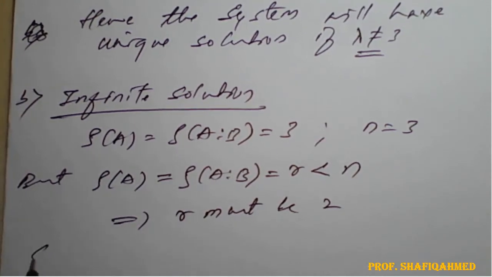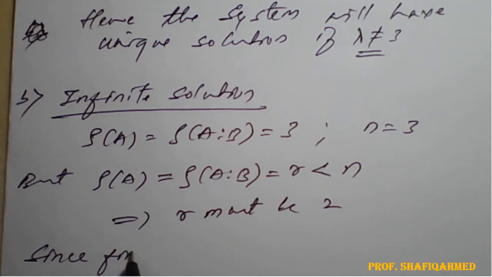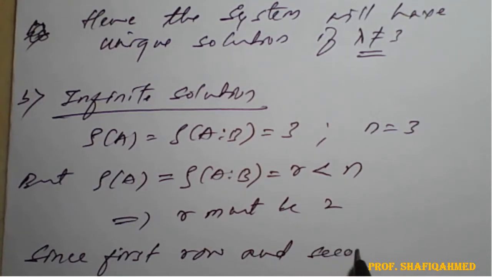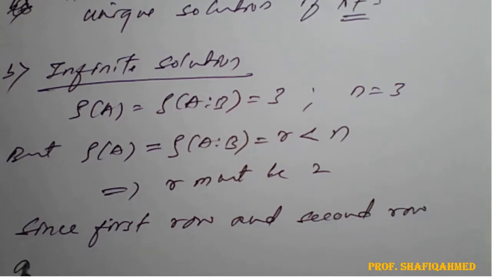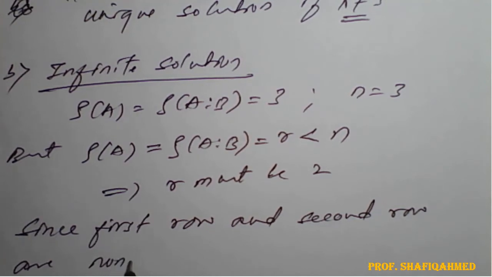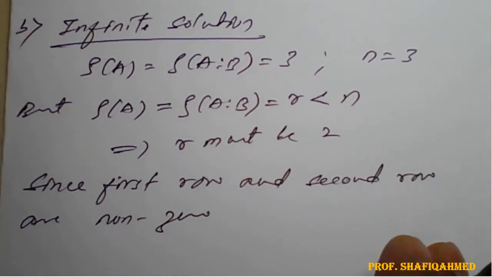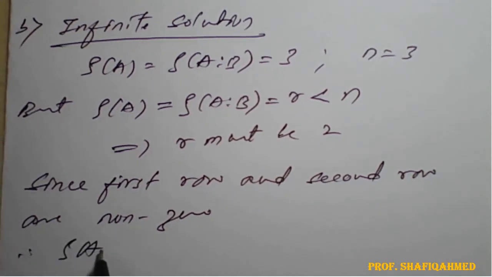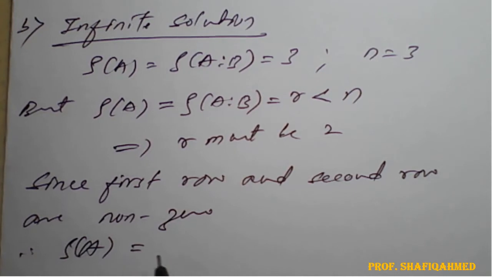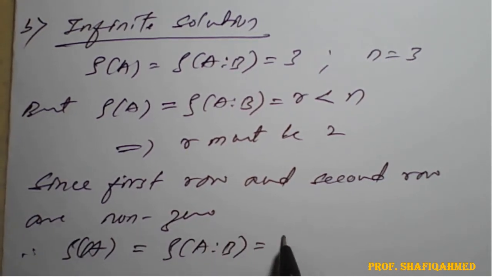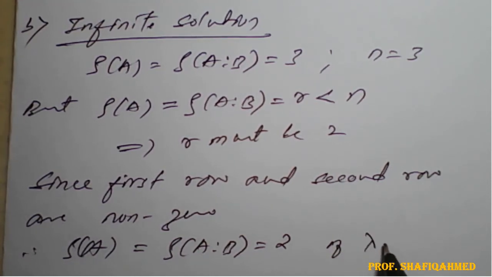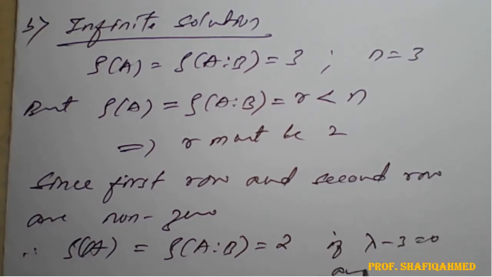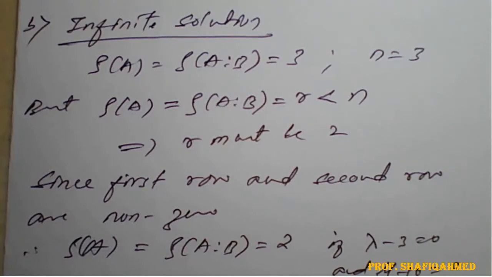Therefore, since the first row and second row are non-zero, the rank of A is equal to the rank of [A|B], equal to 2, if lambda minus 3 equals 0 and mu minus 10 equals 0.